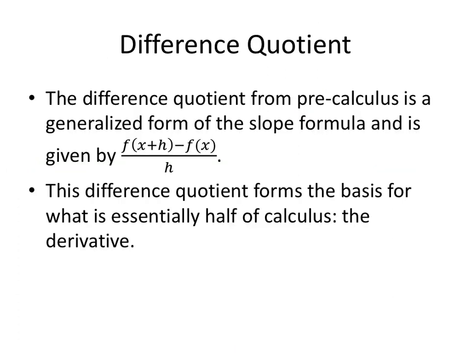Tangent lines start with the difference quotient. And the difference quotient is from pre-calculus. It's a generalized form of the slope formula. So f of x plus h minus f of x all over h: difference, right? Subtraction. Quotient, because we have division. This difference quotient forms the basis for differential calculus. It's essentially half of calculus, the derivative. Let's take a look.